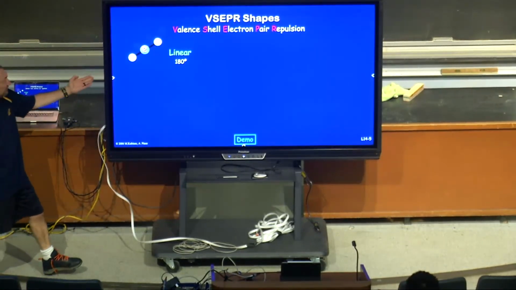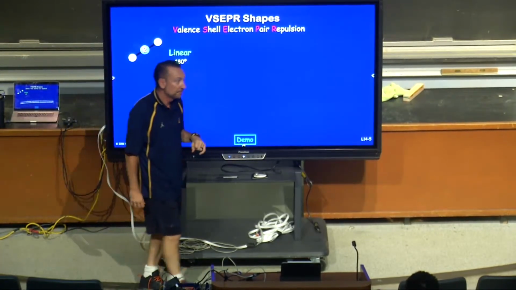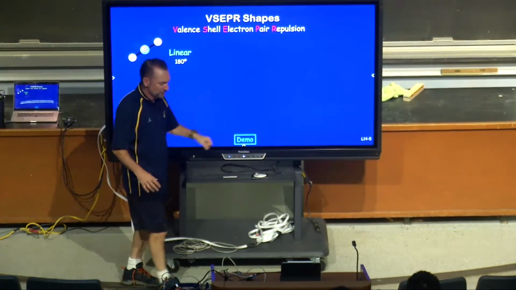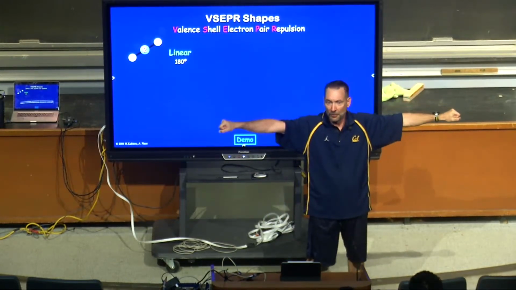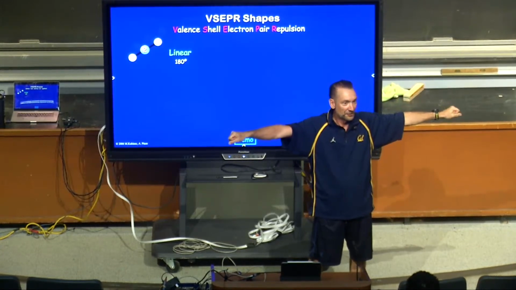So here you have steric number 2, 2 things bonded to a central atom. That's a steric number of 2, and you know intuitively, if I have to put something here and something here, the farthest away spaces I can put them is 180 degrees apart from each other. That's not too surprising.